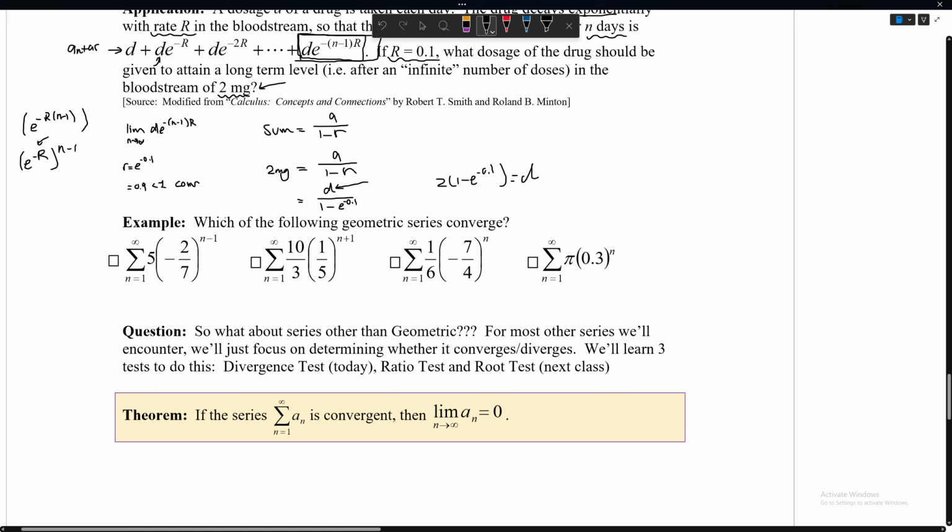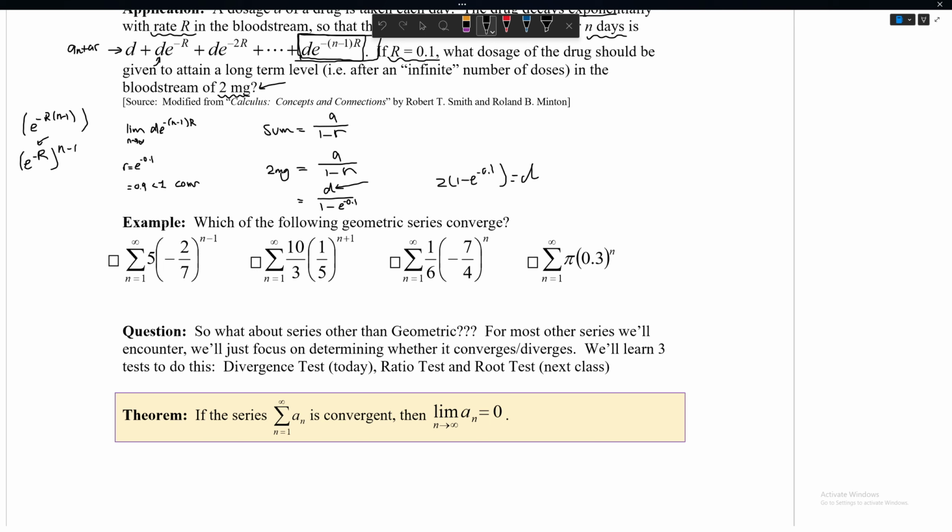Which of the following geometric series converges? As we know, your r has to be less than 1 to converge. This r less than 1 converges. Here, what's my r? How can I solve for it? Can you manipulate this to get your answer? Yes. But what if you couldn't?